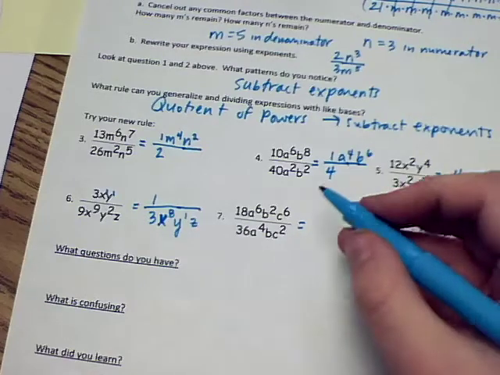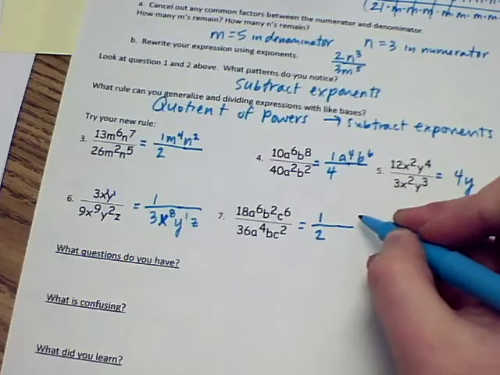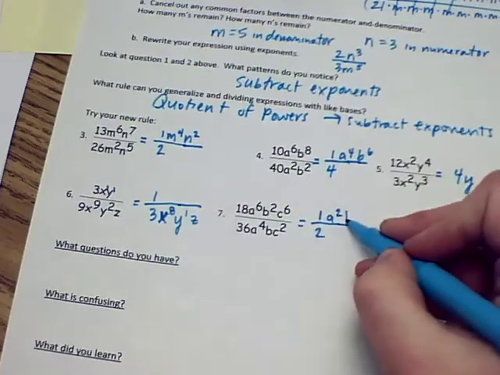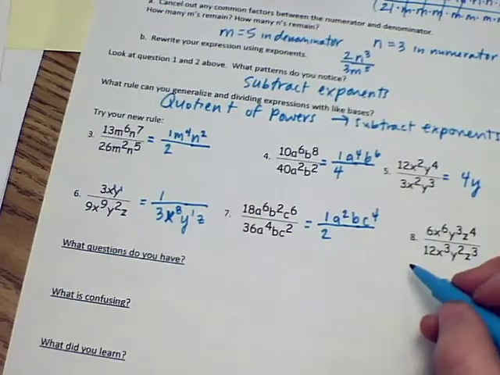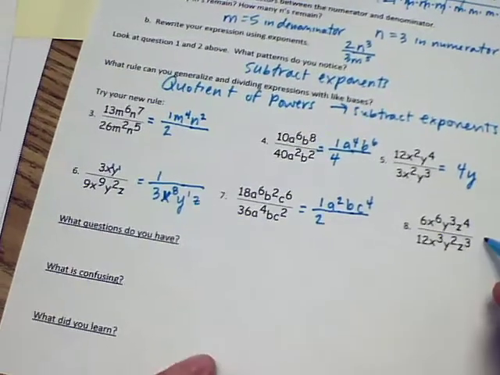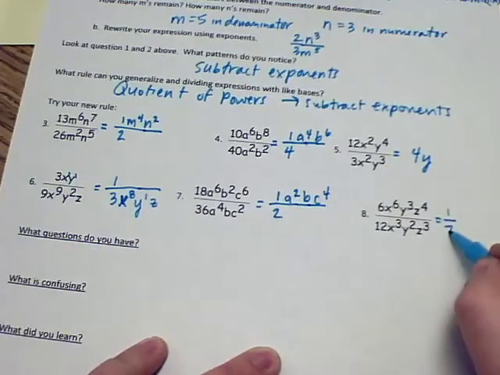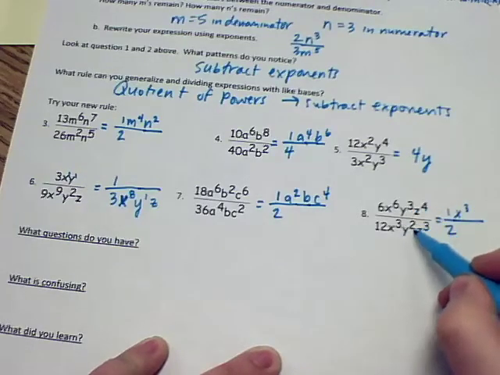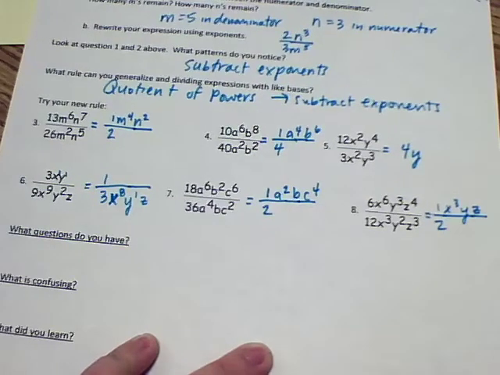Alright, 7. 18 divided by 36, that reduces to 1/2. 6 minus 4 is 2. 2 minus 1 is 1. 6 minus 2 is 4. So I end up with a squared b c to the 4th all over 2. Alright, number 8. 6 over 12 reduces to 1/2. When we reduce our x's, 6 minus 3 is 3. 3 minus 2 is 1. And 4 minus 3 is 1. So you should end up with x cubed yz over 2.